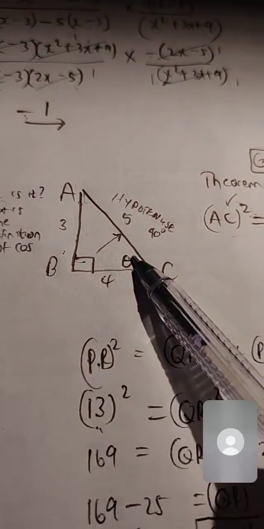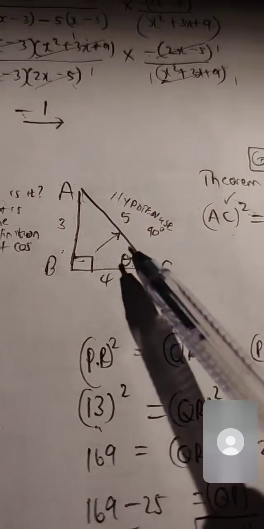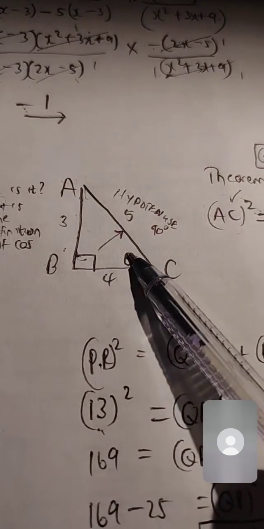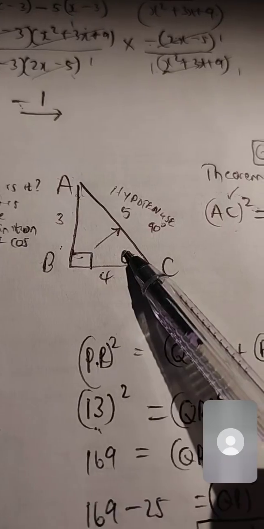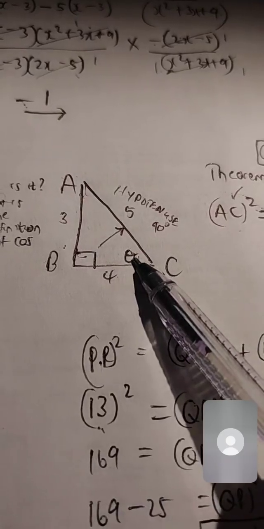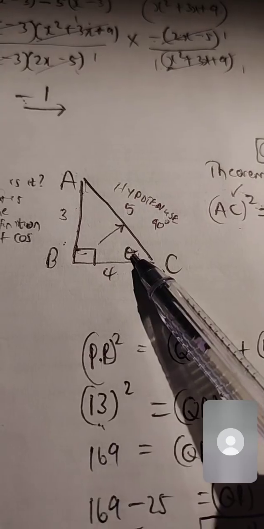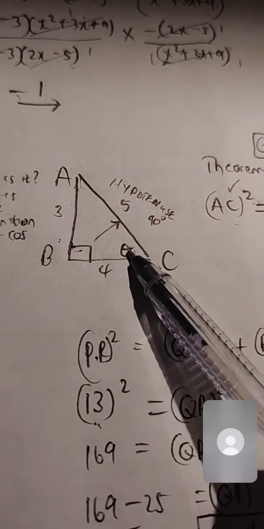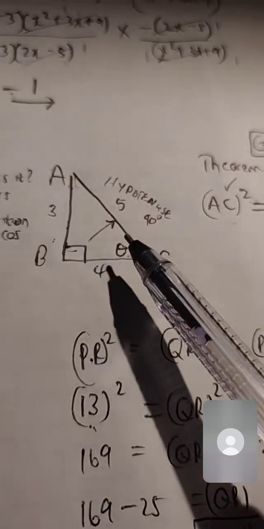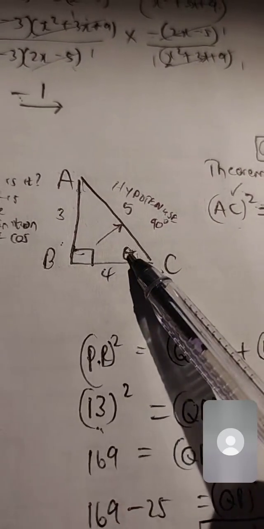Then the opposite side and the adjacent side depend on the angle. You look at theta and you ask yourself, nangu theta. What side is opposite to theta? Because that's your opposite side. What side is opposite to theta? Exactly. What side is adjacent to theta?